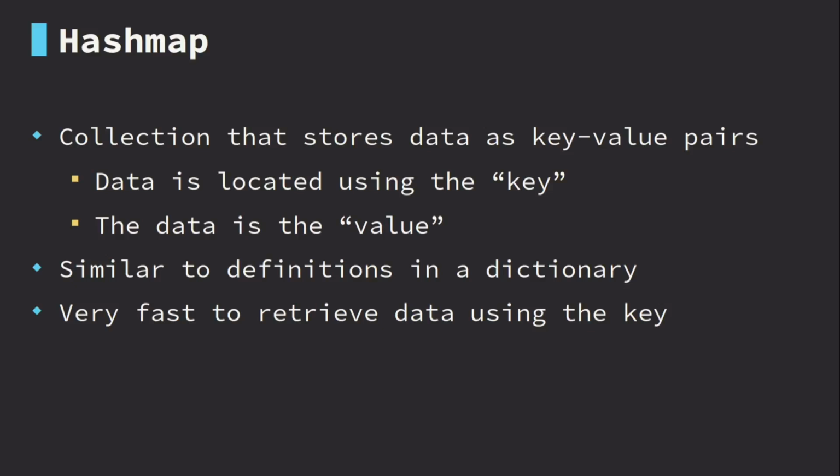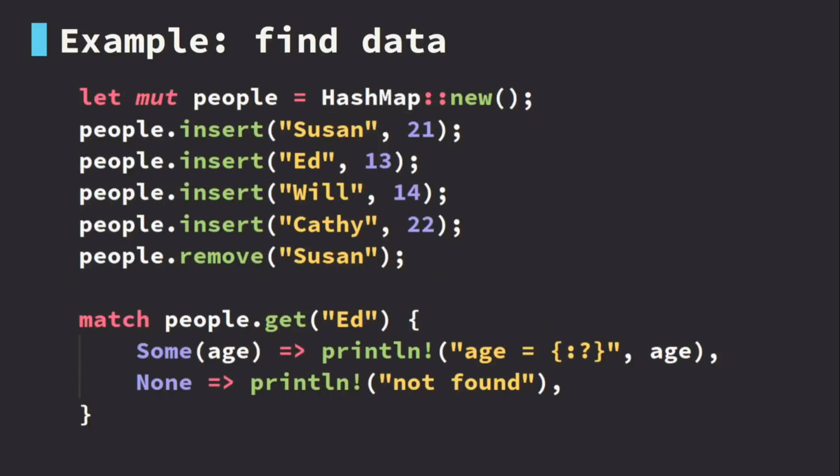It's similar to definitions in a dictionary. When you're using a dictionary, you know which word you're looking for, and you're trying to figure out what it means. A hash map is the same concept. You know what the key is, but you don't know what the value is at that key. Hash maps are very fast to retrieve data when you're using the key. Let's take a look at an example.